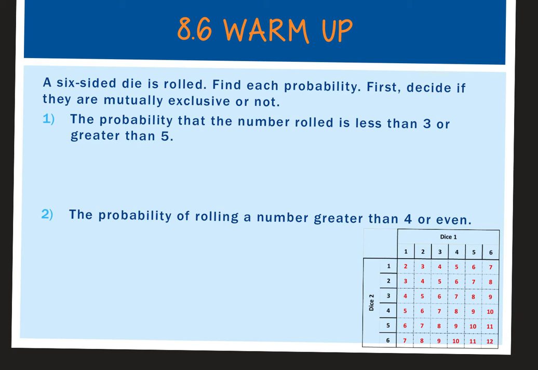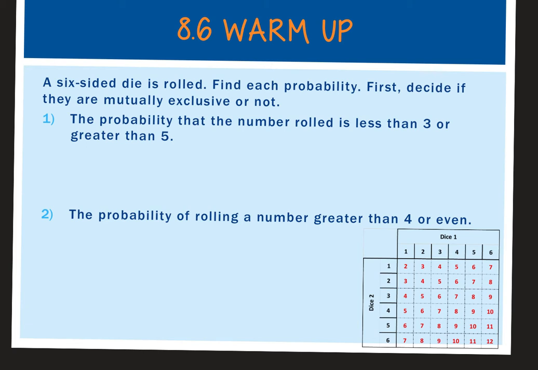So can a number be less than 3 and greater than 5? No. So are these mutually exclusive or not mutually exclusive? They are mutually exclusive. Mutually exclusive means they can't be both things. It can't be less than 3 and greater than 5, right? So if there's an and, it's not mutually exclusive?